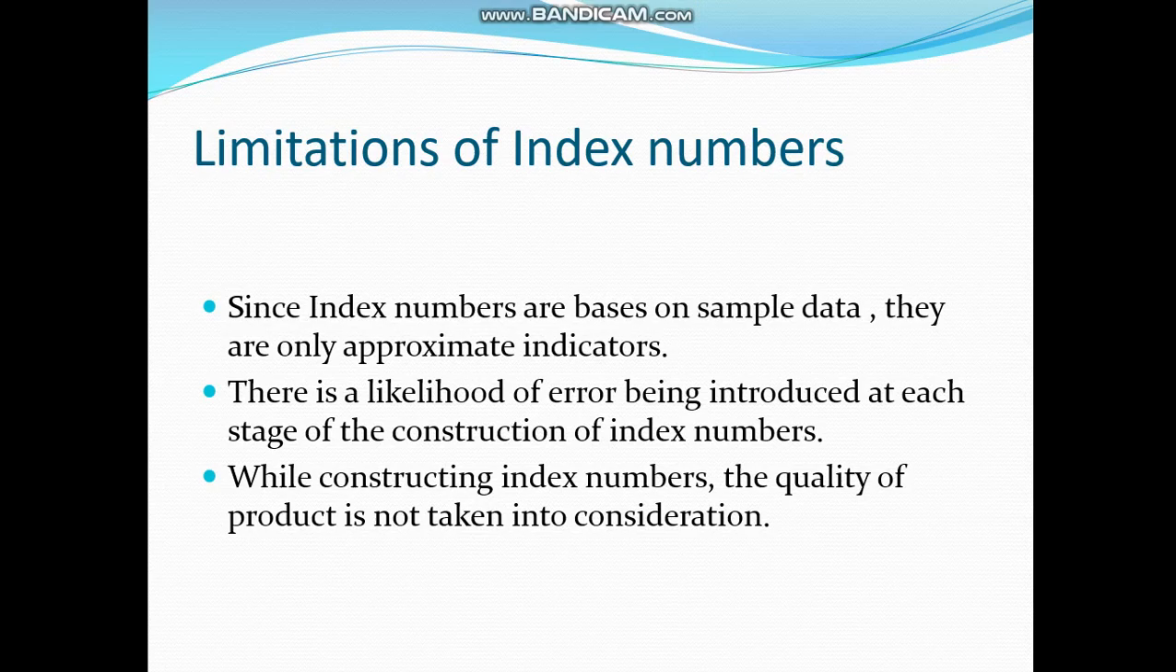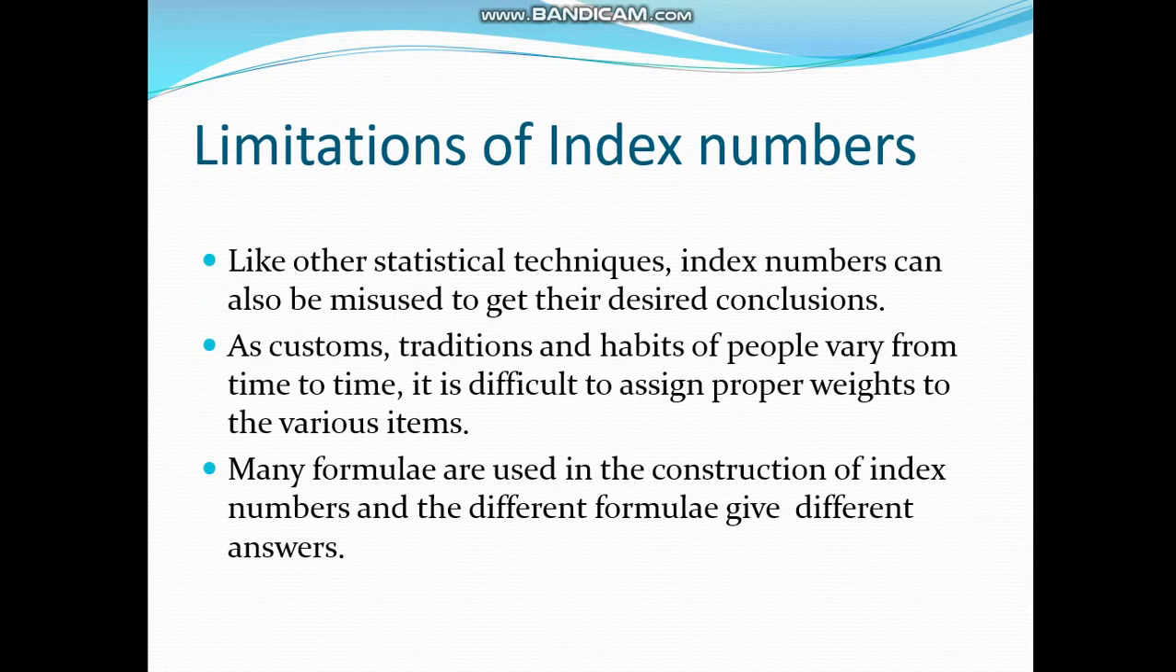And secondly, we have many steps in the construction of index numbers, which we'll discuss in the further classes, and in each stage there is a chance of error being introduced. So this is the second limitation of index numbers. The third one is that we consider factors like price, quantity and the value of the items, and we totally ignore the quality of the product, which is also important, but it is ignored in the construction of index numbers. The fourth limitation is that, like other statistical techniques, these index numbers can also be misused by taking their desired values.